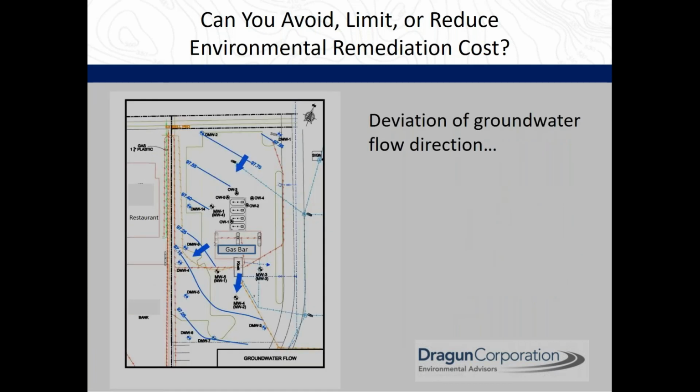And then we had to take a look at a little more details at the groundwater because we started to notice some problems just south of the gas bar. And what we found is there were some utilities that were buried at the depth or very close to the depth of the water table.